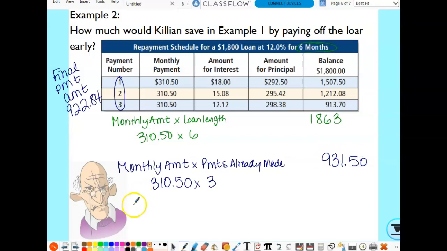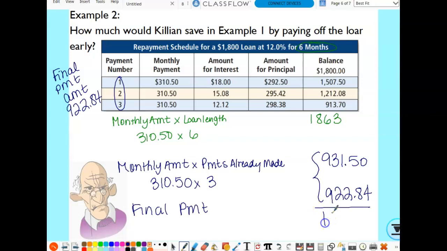We also have this final payment, right? And the final payment was $922.84. So this is how much we were supposed to pay, and when we add these two together, this is how much we actually paid. So we paid $1854.34. So the difference between these two is going to be how much money we saved. So if we subtract $1863 and $1854.34, the amount that we saved is $8.66.